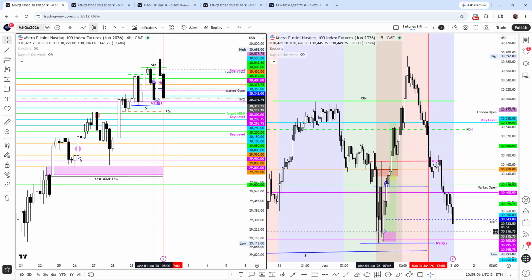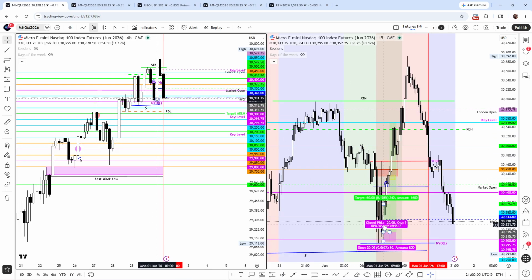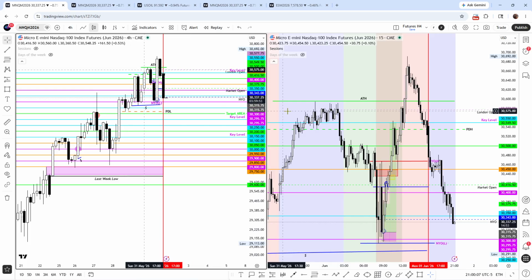Okay, so beautiful buy positions, an easy way to attack the all-time highs, and then it was an easy market maker model buy, seeking liquidity and respecting 4-hour and H1 demand.